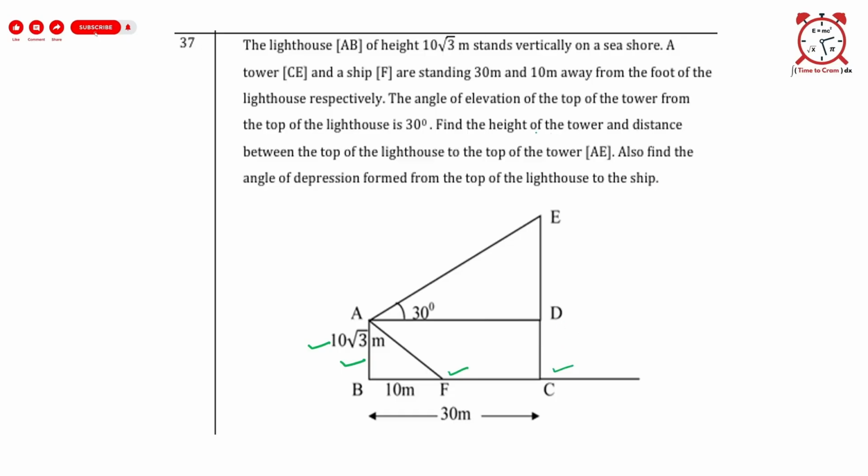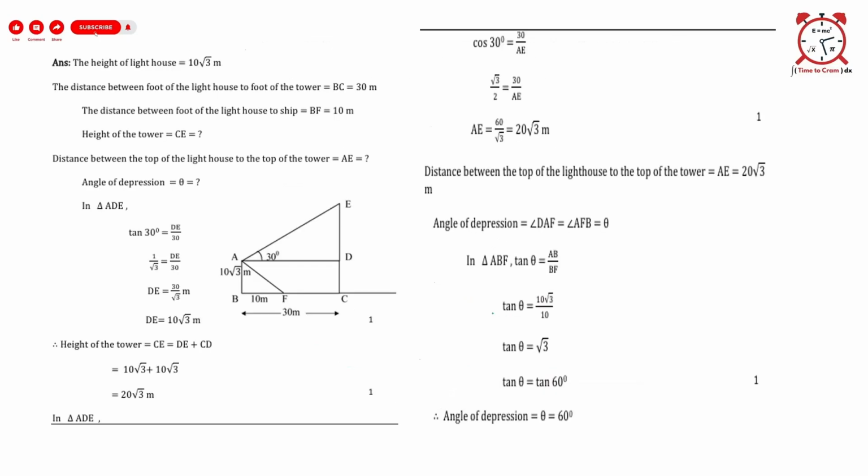Now the angle of elevation of the top of the tower from the top of the lighthouse is 30 degrees. Find the height of the tower and the distance between the top of the lighthouse and the top of the tower, AE. Also find the angle of depression formed from the top of the lighthouse to the ship. This is the angle of depression. Okay, so let us go for it. Again, we have to note down all the things in the figure properly: the height of the lighthouse, the distances given, and we have to find the height of the tower, the distance between both tops, and the angle of depression.